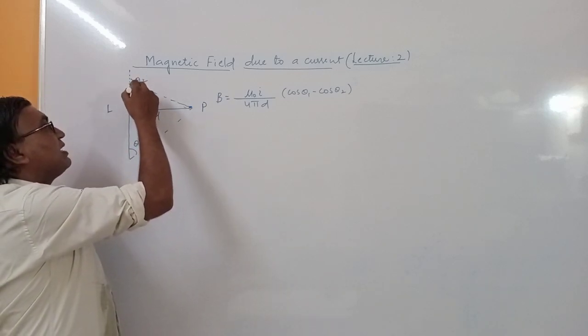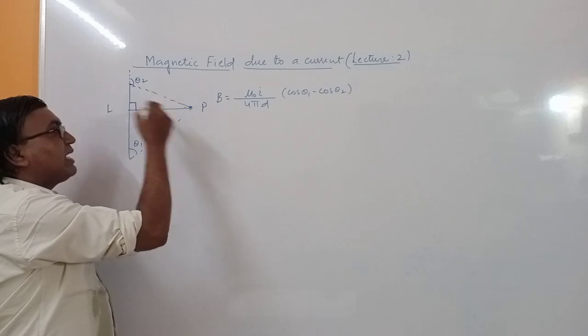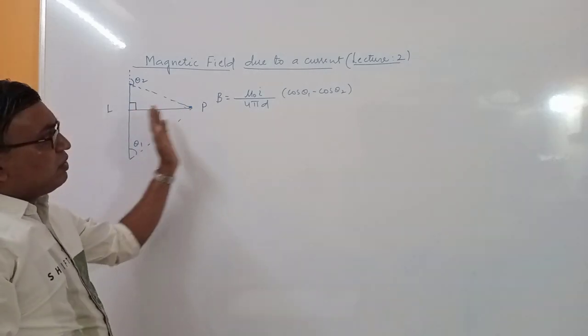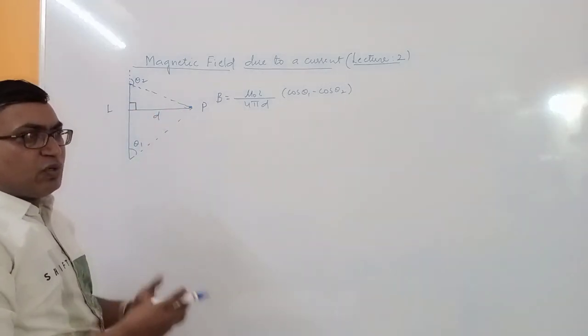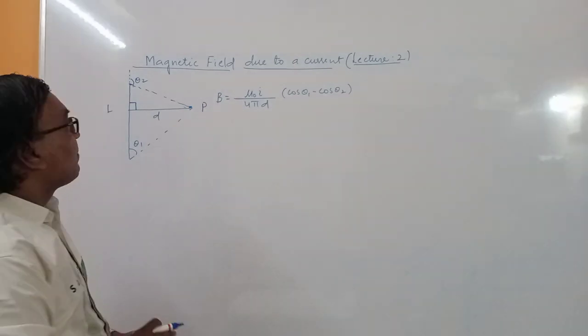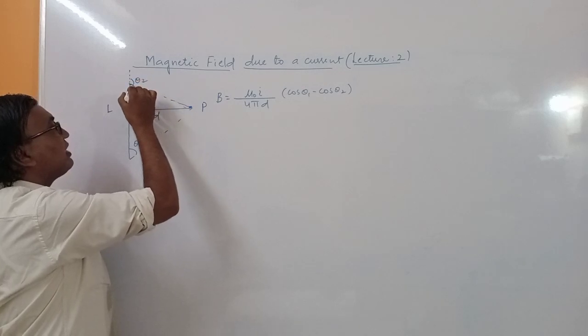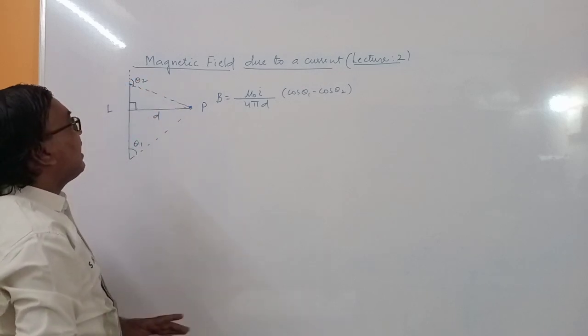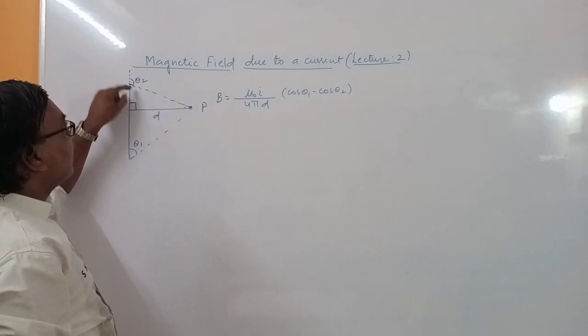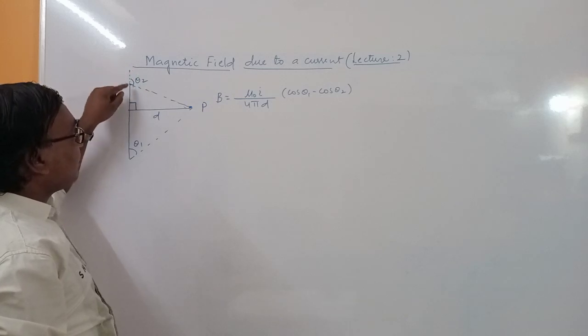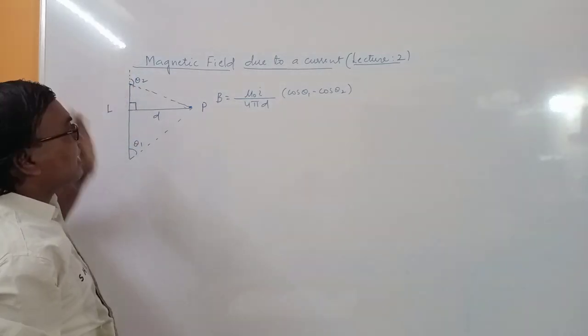In some books the angles are taken here. In some books angles are taken here. So all the formulas are similar, only a small modification. Suppose instead of taking the angle here, we take an angle here, what will happen? If you take an angle here, this angle will become 180 minus this angle.